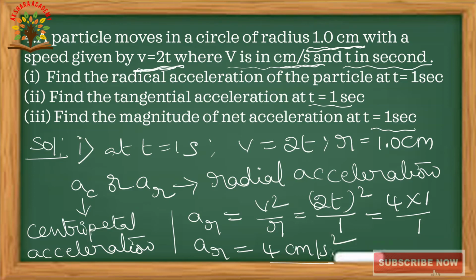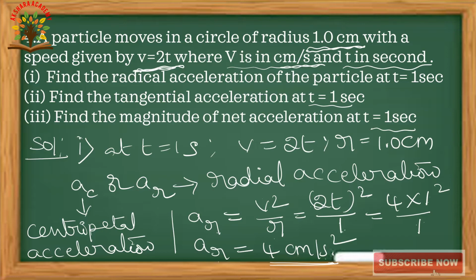This is the first answer. The radial acceleration of the particle at t is equal to 1 second is 4 centimeter per second square. That is, AR is equal to v square by R, v square is 2t whole square by R. T value 1, R value 1. Substituting these two values, 2 square is 4, t square is 1, 1 square is 1, so 4 into 1 is 4, 4 by 1 is 4. So AR is finally 4 centimeter per second square.